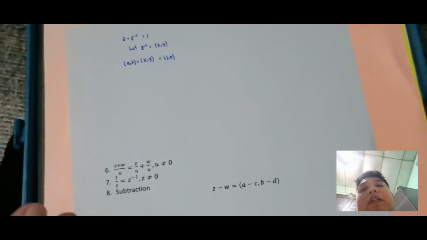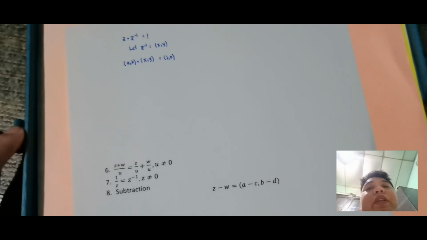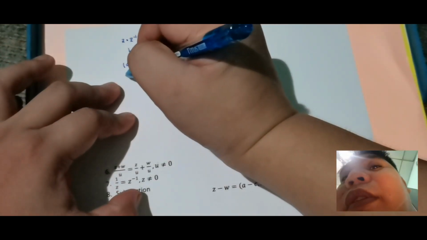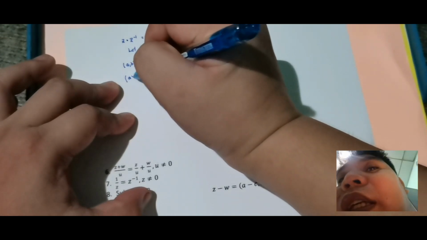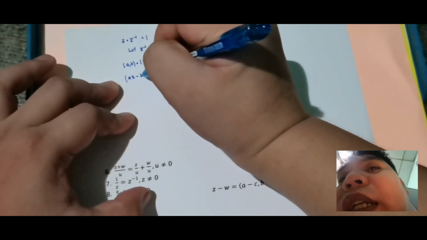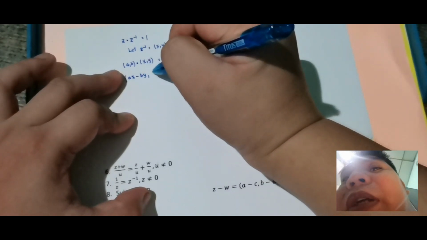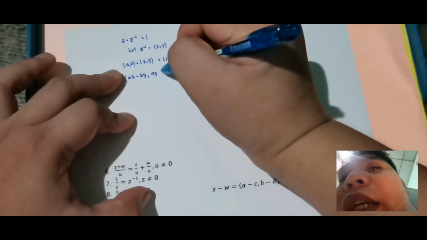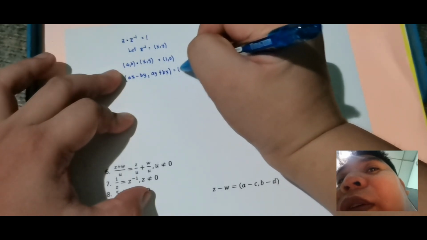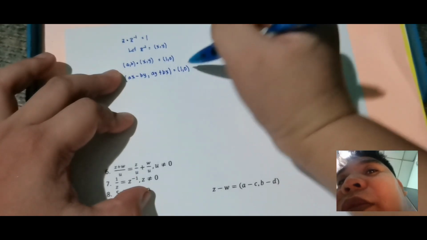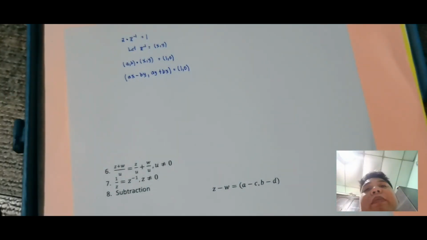Okay, then by product ng dalawang complex number using RCF. So, first coordinate is equal to product ng first coordinate, that is ax, minus product ng second coordinate, comma, product ng outer, that is ay, plus product ng inner. Okay, equal to sa (1, 0). Okay, so ang goal natin, hanapin natin yung value ng x and y.